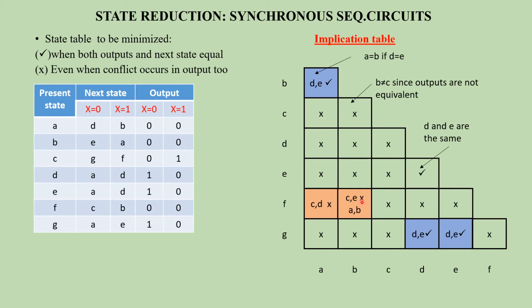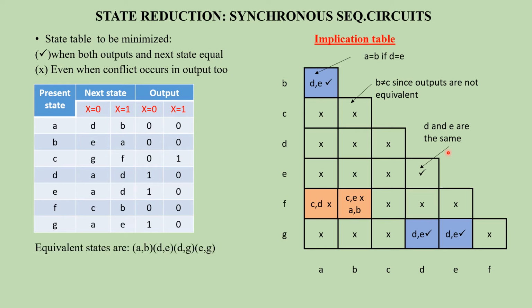So this is how an implication table for a synchronous sequential circuit is drawn. So A is equal to B if D equal to E, and B is not equal to C since the outputs are not equivalent, and D and E are the same. Hope you would have understood how we are drawing this implication table, right? So from this, we have understood that the state table can be reduced or minimized.